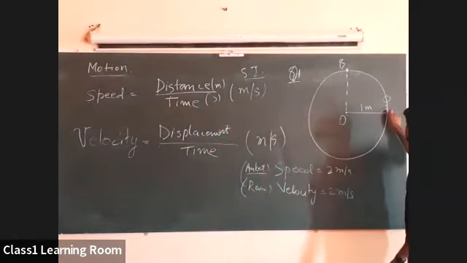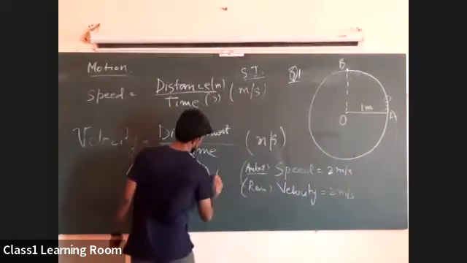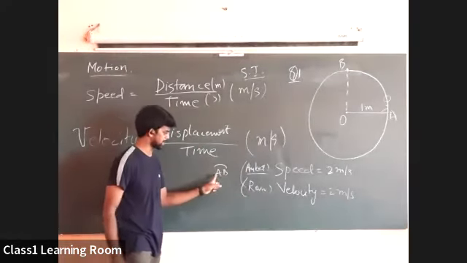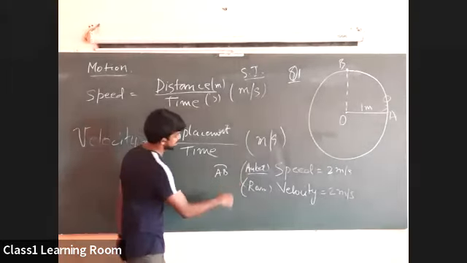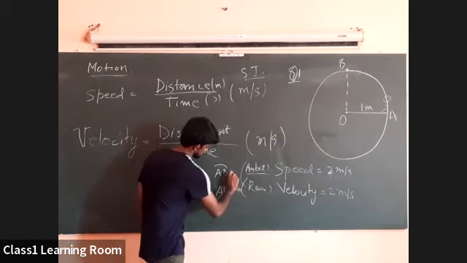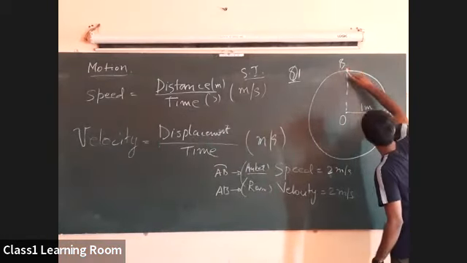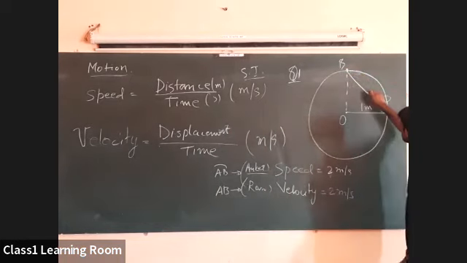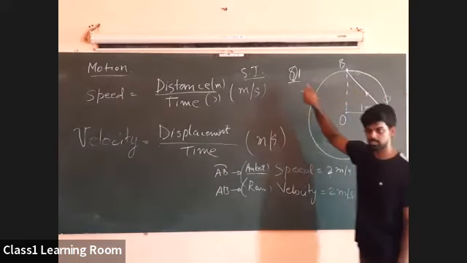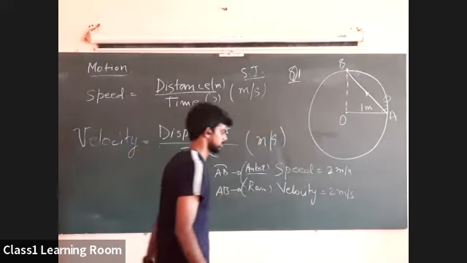So the distance is this path. Aniket is taking path AB, the curved line. In mathematics, we write it like this. And Ram is taking path AB, meaning the straight line. So this is Ram and this is Aniket. Now find the time taken by Ram and the time taken by Aniket.